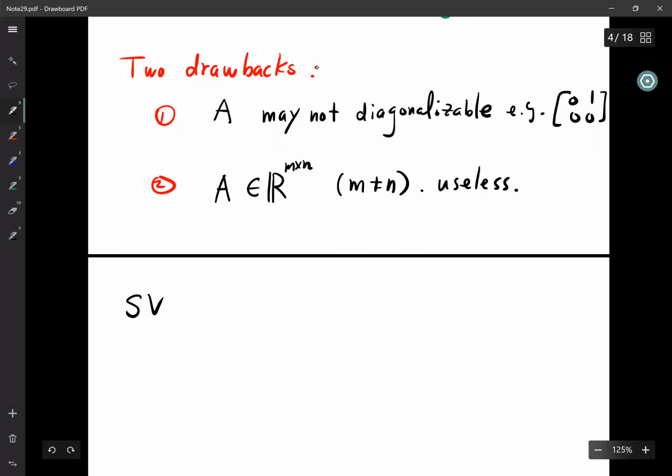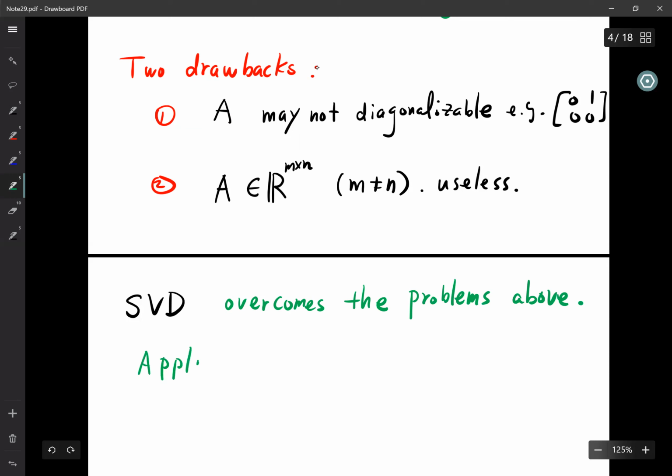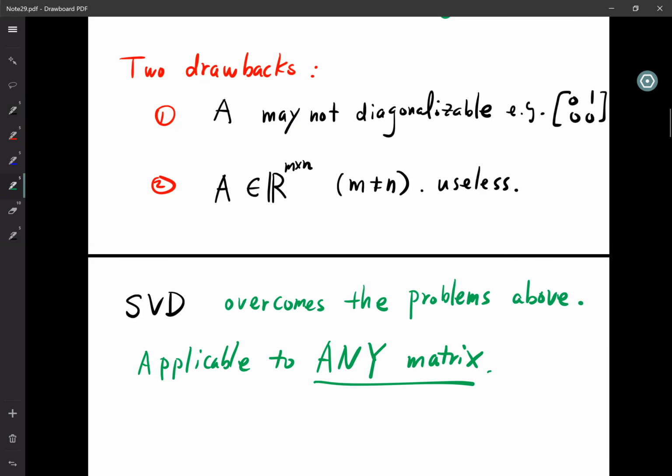Today, the singular value decomposition overcomes the problems above. It is applicable to any matrix. Any matrix. There's no exception. So to get you some idea about the singular value decomposition, let us look at an example.